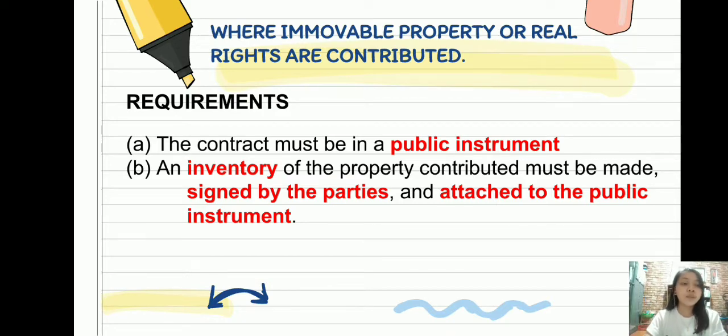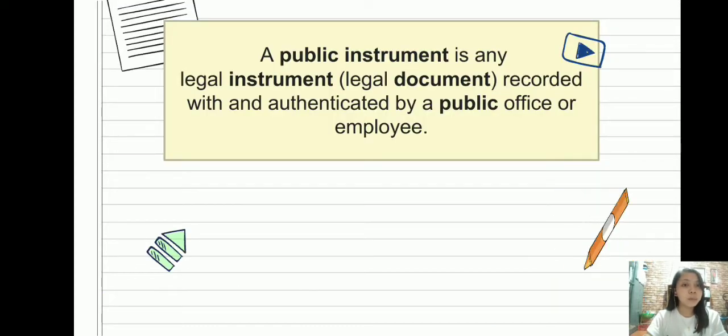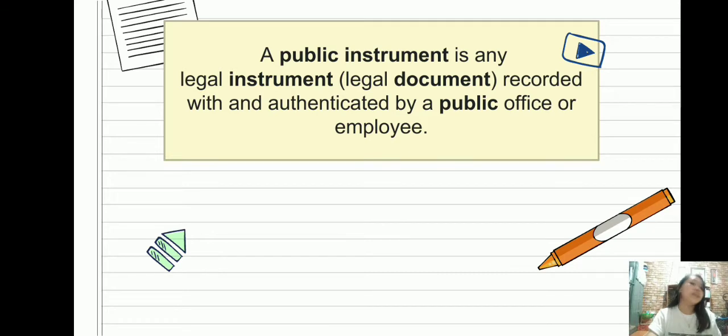So, first, ano nga ba yung public instrument? A public instrument is any legal instrument or a legal document recorded with and authenticated by a public office or employee. A public document or instrument is one which is acknowledged before a notary public or any official authorized to administer oath by the person who executed the same. The party making the acknowledgement formally declares that the instrument is his free act and deed, while the officer taking the same attests and certifies that such party is known to him and that he is the same person who executed the instrument and acknowledged that the instrument is his free act and deed.